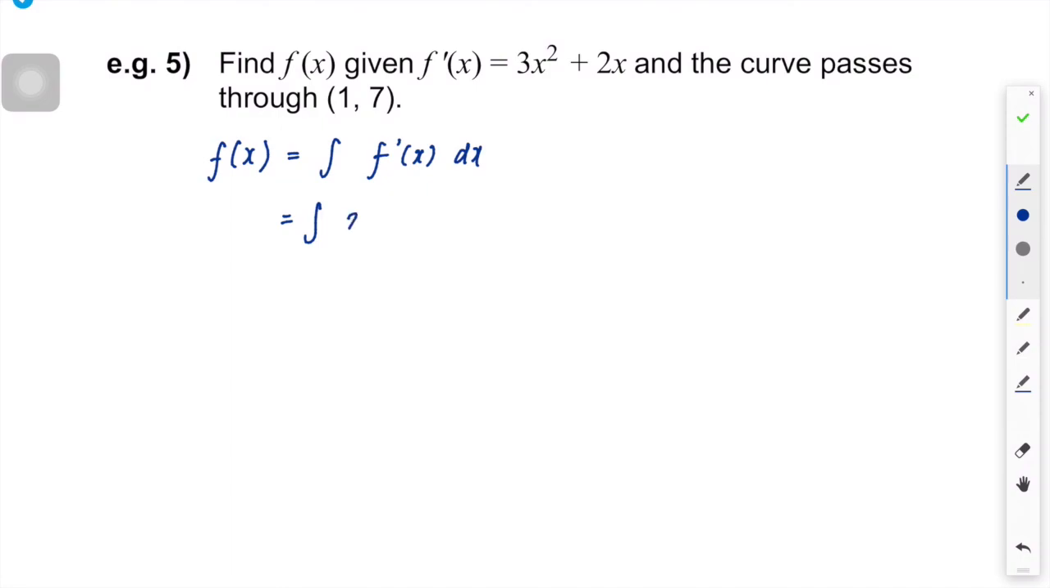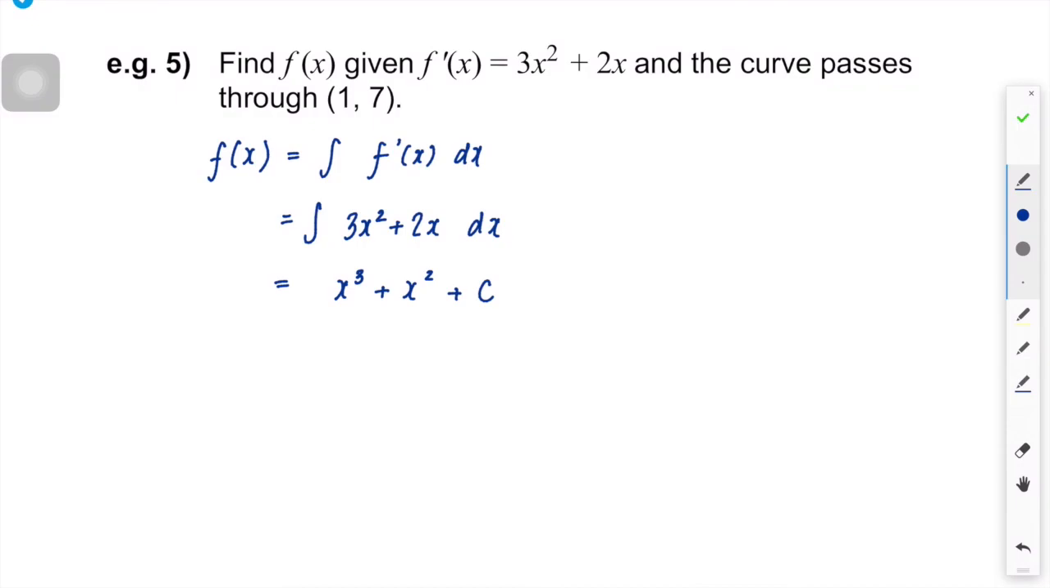As a result, I'm taking the integral of 3x squared plus 2x dx, which allows me to find 3x cubed over 3, which is x cubed. And then the integral of 2x is 2x to the power of 2 divided by 2, which is just x squared plus c. So this is just a generic family of function with a constant.